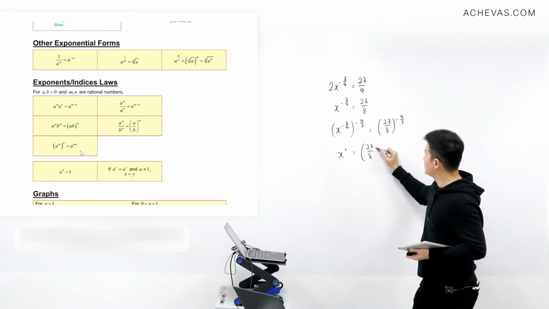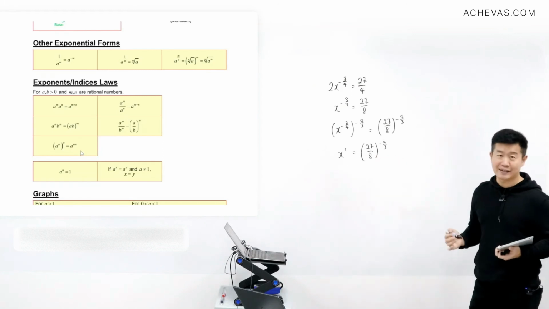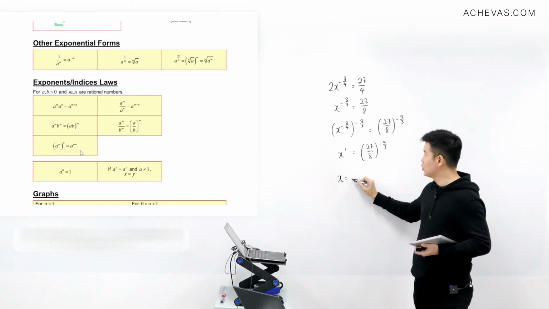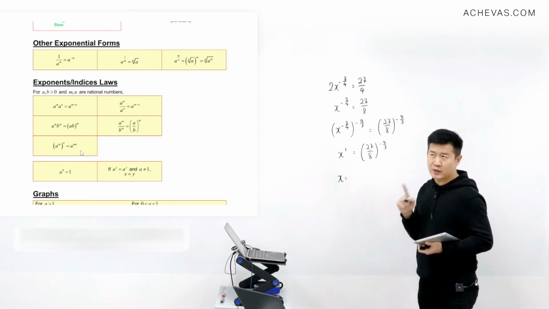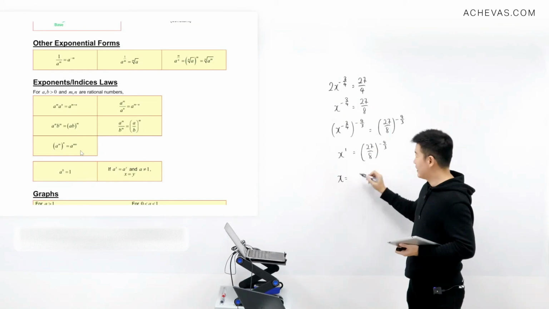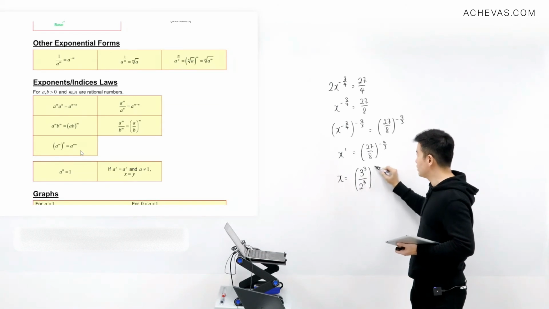27 over 8 to the power of minus 4 over 3. And now I've made x a subject. Let's try to simplify this. So x is going to be equal to 27 over 8. We can actually re-express this into the exponential form, because 27 is like 3 to the power of 3 and 8 is like 2 to the power of 3. So we have this to the power of minus 4 over 3.